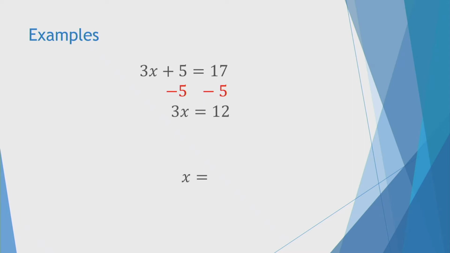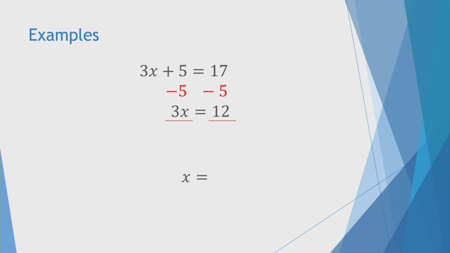How do we get the x by itself? Well, remember what we said. The coefficient is attached to the variable through multiplication. So the 3x is actually 3 times x. In this case, we're going to do the opposite or inverse operation of multiplication, and we're going to divide both sides by that coefficient, which is 3.